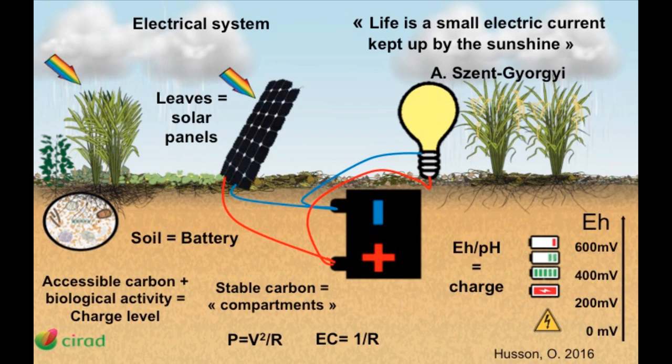Then at 400 millivolts, it's well charged. Then if you raise the redox, you are losing charge in your battery. And then you can have too much. In fact, it's more like a carburetor with a lot of essence, but no oxygen. It's full of energy, but you cannot use it. Okay. And then the production is the power of your electric system.